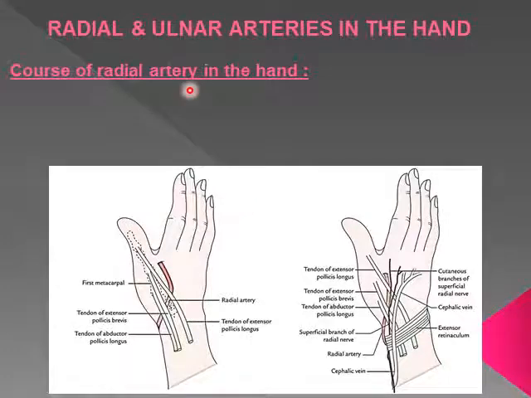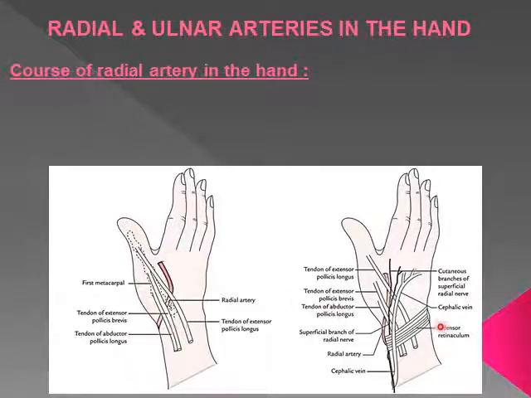Now we'll talk about the course of radial and ulnar arteries and their branches in the hand. We'll start with the radial artery in the hand. The radial artery, as we said before, curves around the lower end of the wrist, the lateral side of the wrist, to reach the dorsum of the hand. After curving to reach the dorsum of the hand, it sinks between the first and second metacarpal bones to reach the palm, where it continues medially in the palm to form the deep palmar arch.